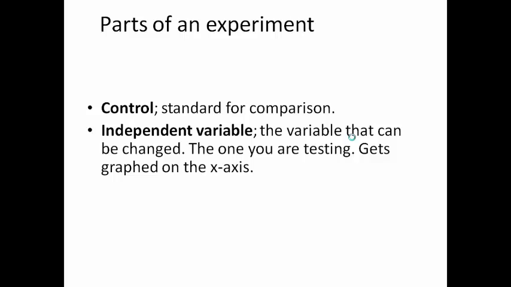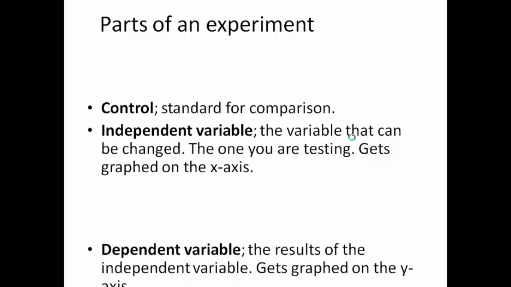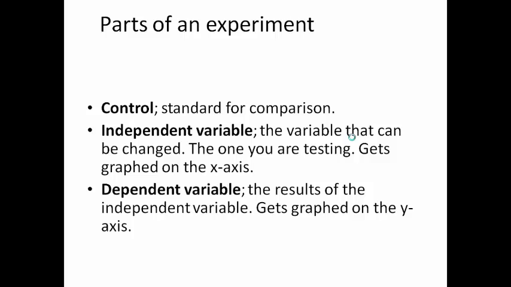Then there's an independent variable. This is the variable that you change. You change the number of frames. That's the independent variable. That's the one you're testing, and that, when you graph it, is going to be on the x-axis. The other one is the dependent variable. That's the amount of honey. It depends on the independent variable, and that goes on the y-axis.